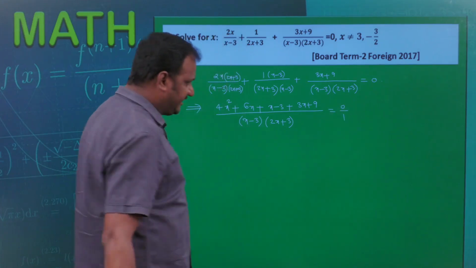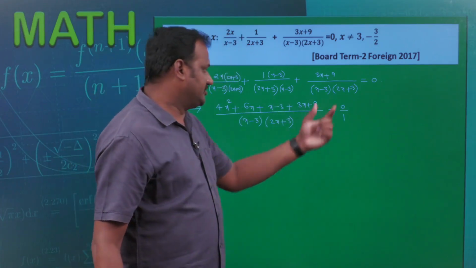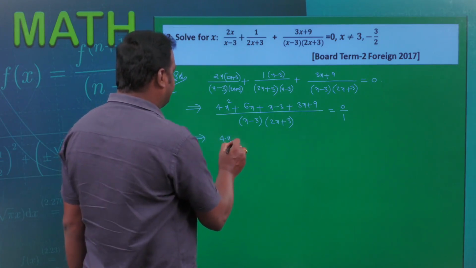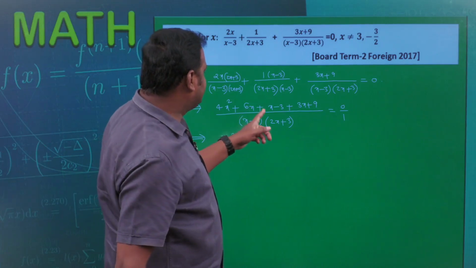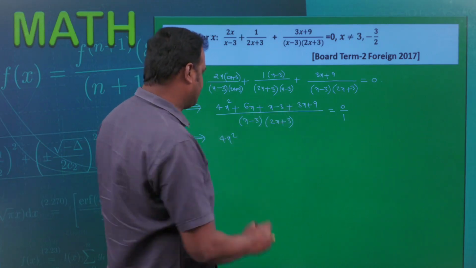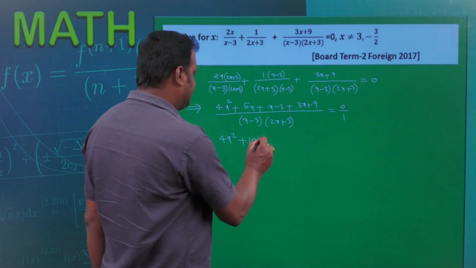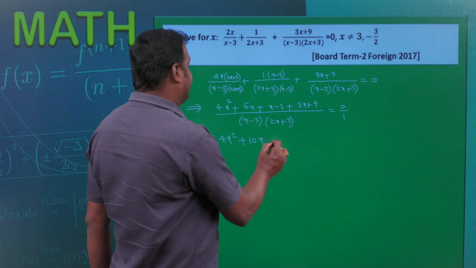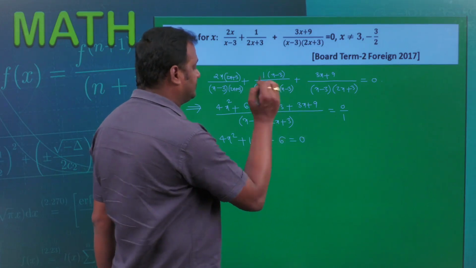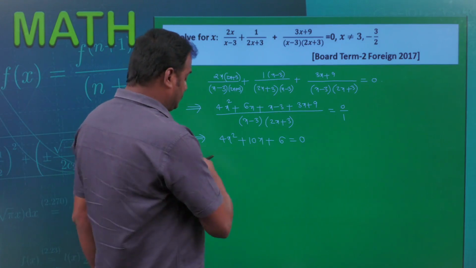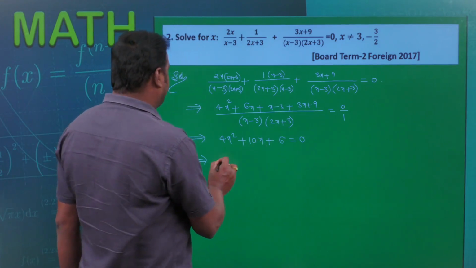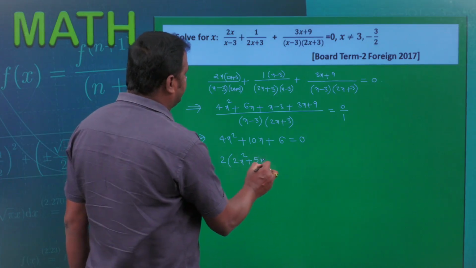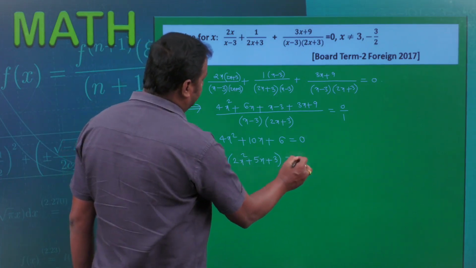Okay. So again by cross multiplication, this one is equal to 0. Then the numerator would be 4x square, and the x terms are 6x plus x is equal to 7x, plus 3x is equal to 10x. So plus 10x. And here it is minus 3 plus 9. What is minus 3 plus 9? Plus 6 is equal to 0. Got it? So from all the terms of the numerator, I think 2 can be taken common. So 2 into 2x square plus 5x plus 3, which is equal to 0.